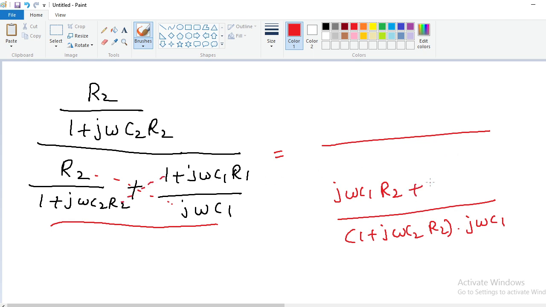So 1 into 1 plus 1 into j omega C2 R2, and j omega C1 R1 into 1, that is equal to j omega C1 R1, and j omega C1 R1 into j omega C2 R2. j into j, j square, that is equal to minus omega square R1 R2 C1 C2. So this is the denominator.